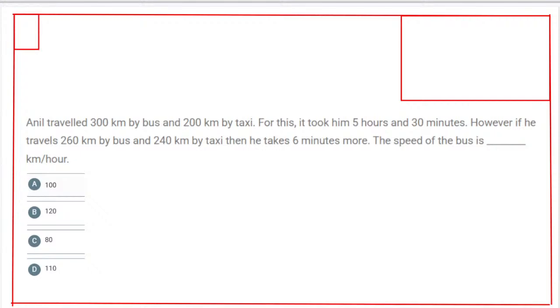Let me also start this question now. Travel by bus and then by taxi. So this is the distance divided by the speed of bus. This is the distance by taxi and the speed of taxi. Time taken is 5 hours 30 minutes. This is how much? 5 1 by 2. This is 11 by 2 in hours.